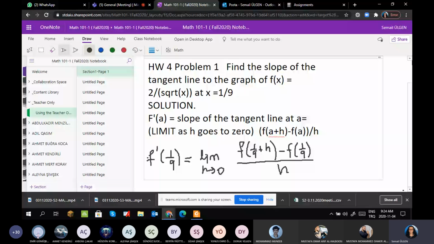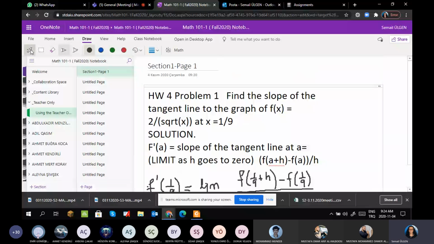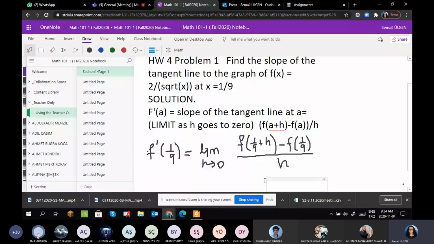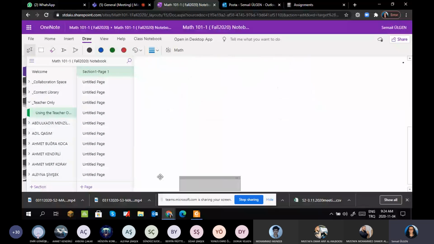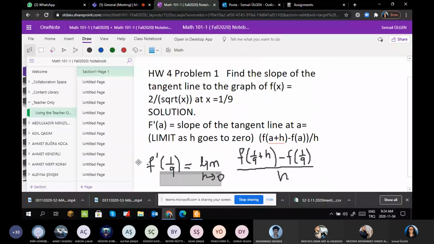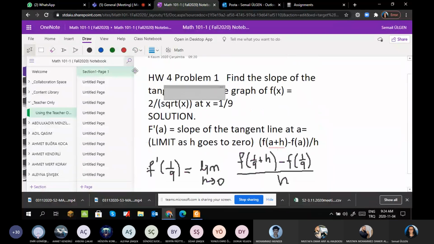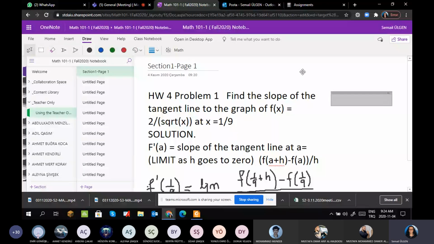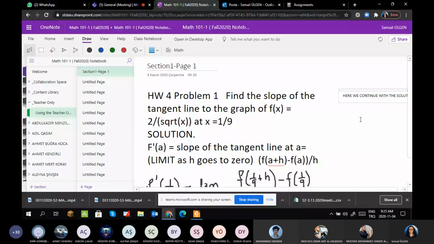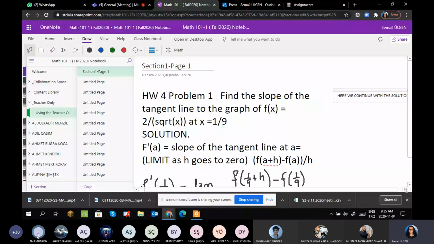Let's open up a new page and continue from there, maybe. Let me see if it's going to allow me to go down a little bit more. Oh, come on. Maybe to the right. Yeah, it's going to allow me to go to the right. Okay. Here we continue with the solution.